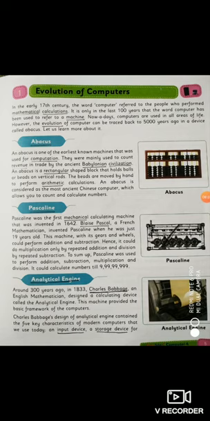So this machine with its gears and wheels could perform addition and subtraction. Hence, it could do multiplication only by repeated addition and division by repeated subtraction. To sum up, Pascaline was used to perform addition, subtraction, multiplication and division. It could calculate numbers till 9,99,99,999.